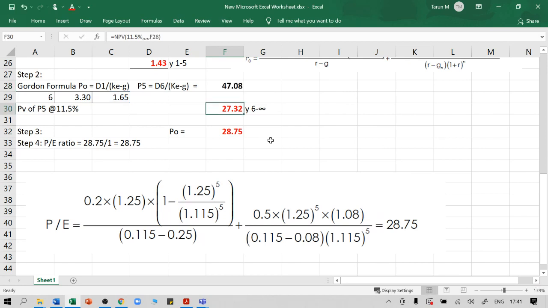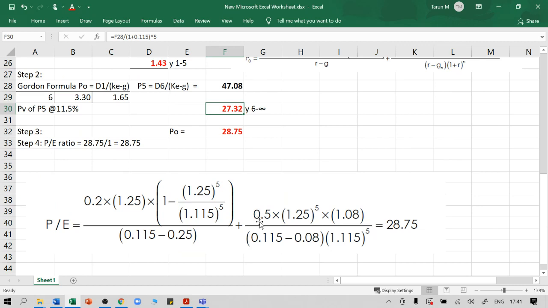Value of cash flow. So I'll draw your attention to this. The formula for present value is you take future value and then you divide it by 1 plus the rate, 1 plus 0.115 raised to the power 5. This is how you calculate this present value of 27.32. 1 divided by 1 plus r raised to the power 5. So this is 1 divided by 1.115 raised to the power 5.